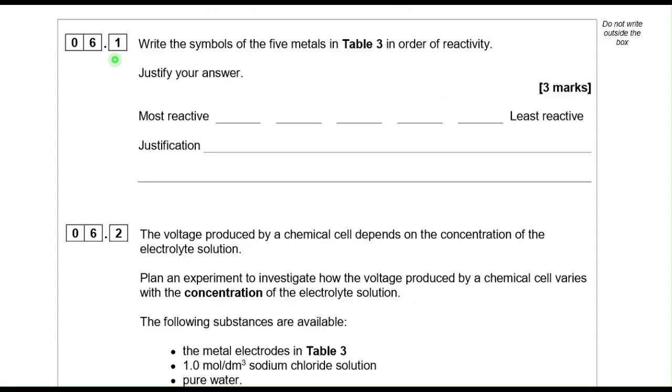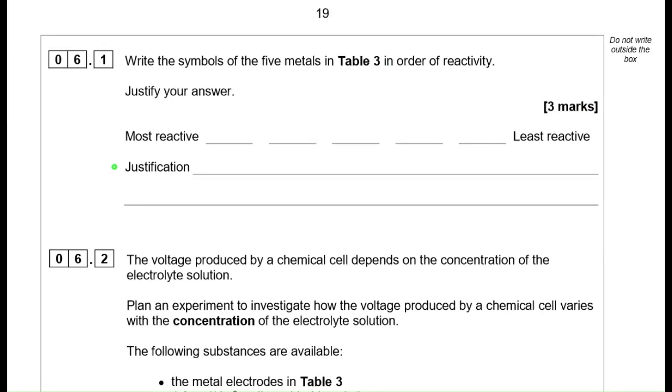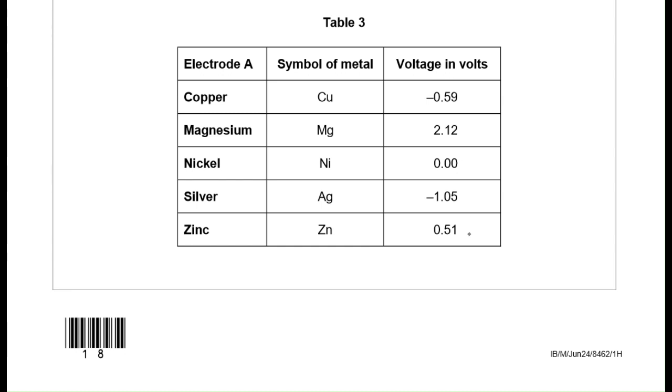So what's it asking us? 6.1. Write the symbols of the 5 metals in table 3 in order of reactivity and justify your answer for 3 marks. So we've got the most reactive to the least reactive, and then at the bottom the justification. So let's go back to the table. This is all about the maximum positive voltage. The metal with the largest voltage is the most reactive.